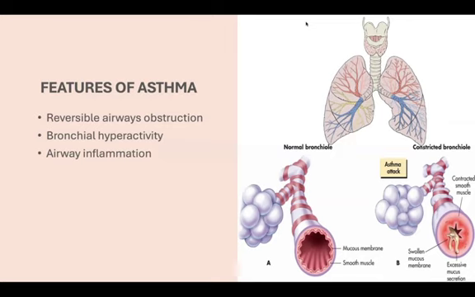So we normally talk about the features of asthma. One, we talk about reversible airways obstruction. Two, we talk about bronchial hyperactivity. And then three, we mention the airway inflammation. Now, these features are what we look at to decide on the drugs to give. For the reversible airways obstruction, we have drugs that will target that, and for bronchial hyperactivity and airway inflammation, we also have drugs that will target those.